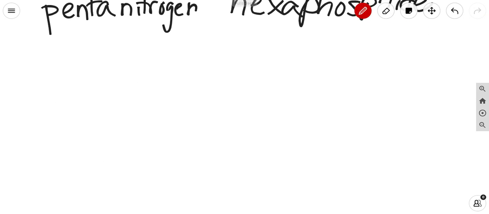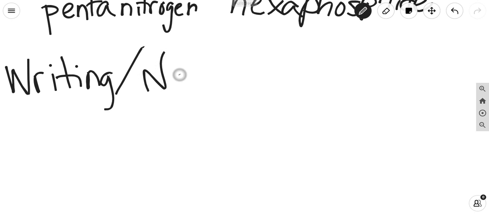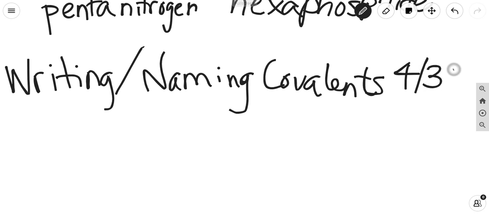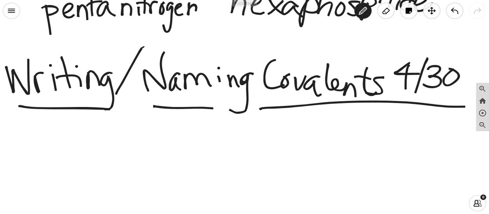So today's lesson is going to be writing and naming covalent compounds. Today is April 30th, the last day of April, hard to believe. So let's just start off with an easy example from yesterday.